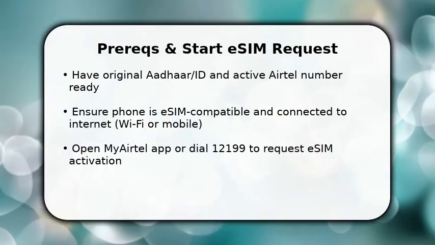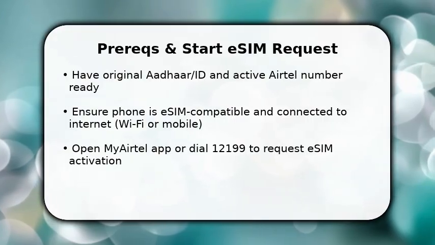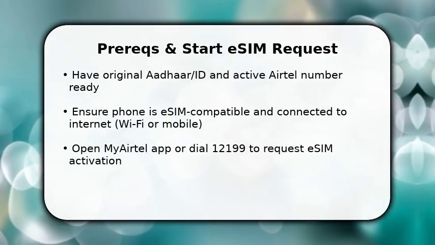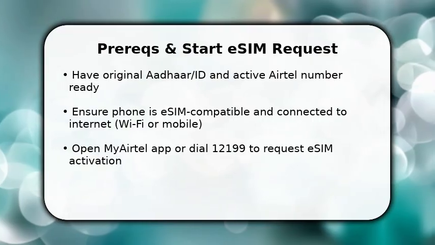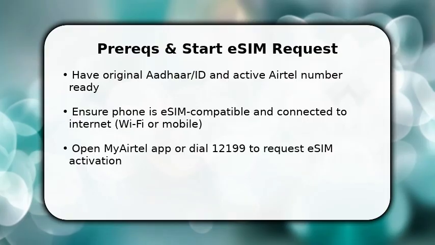You start by confirming compatibility and identity. That speeds the entire process. Once done, open the My Airtel app or call 12,199 and choose eSIM replacement. You'll need your Aadhaar or approved ID for verification, so make sure it's accessible.